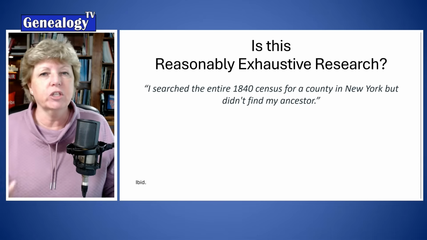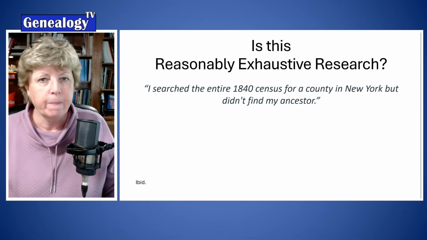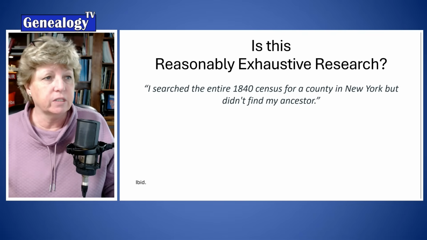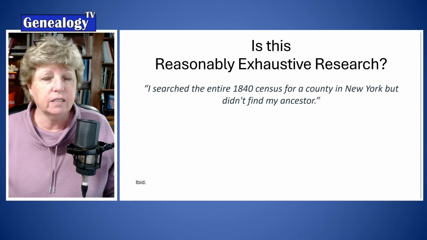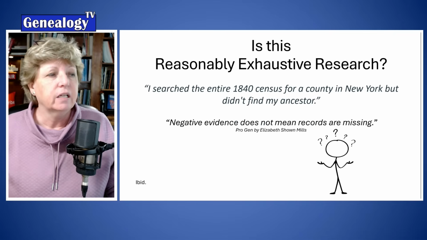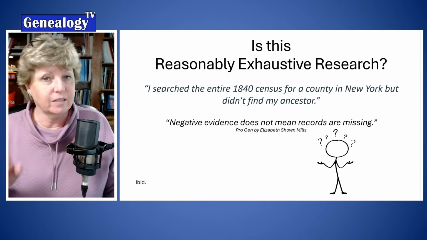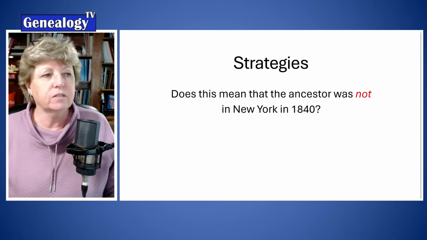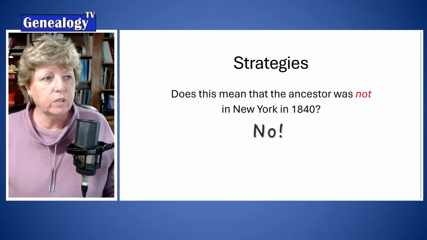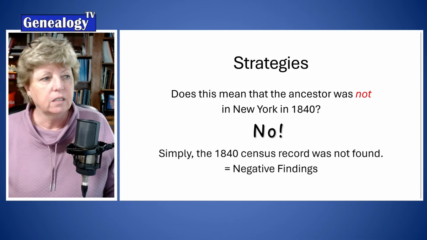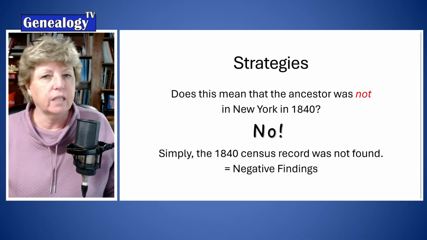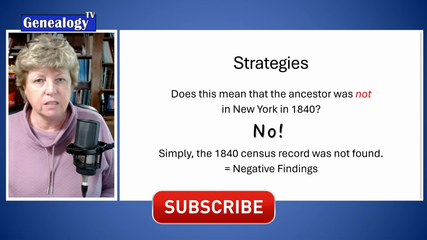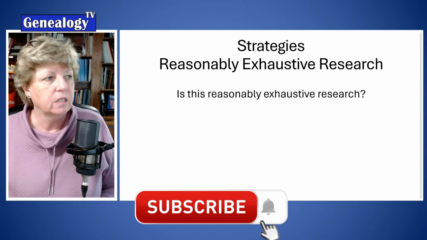So with the information that I had from the viewer, all I had was I searched the entire 1840 census in New York, but didn't find the ancestor. Negative evidence does not mean that evidence is missing, first of all, but does this mean that the ancestor was not in New York in 1840? Not necessarily. It simply means that the 1840 census record was not found. So that is negative findings for this situation.